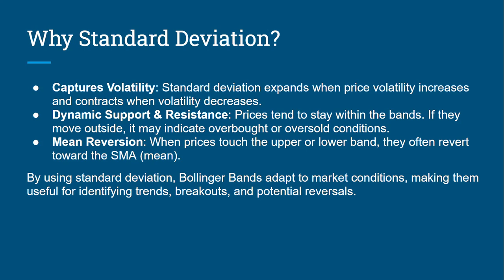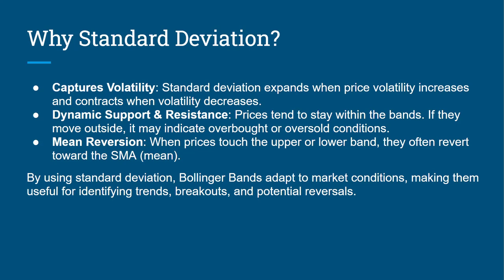Price tends to stay within the bands. If it moves outside, above the upper band, it may indicate it has become overbought. If it goes below the lower Bollinger Band, it may indicate an oversold condition. So we can utilize this for a mean reversion strategy also. When price touches the upper or lower band, it often reverts to the mean, that is the simple moving average, which is the middle part of the Bollinger Band.